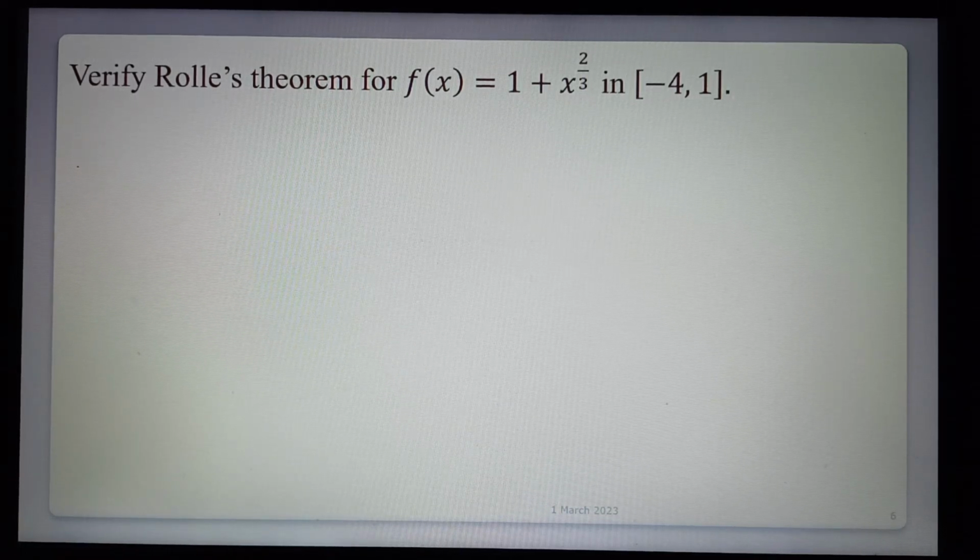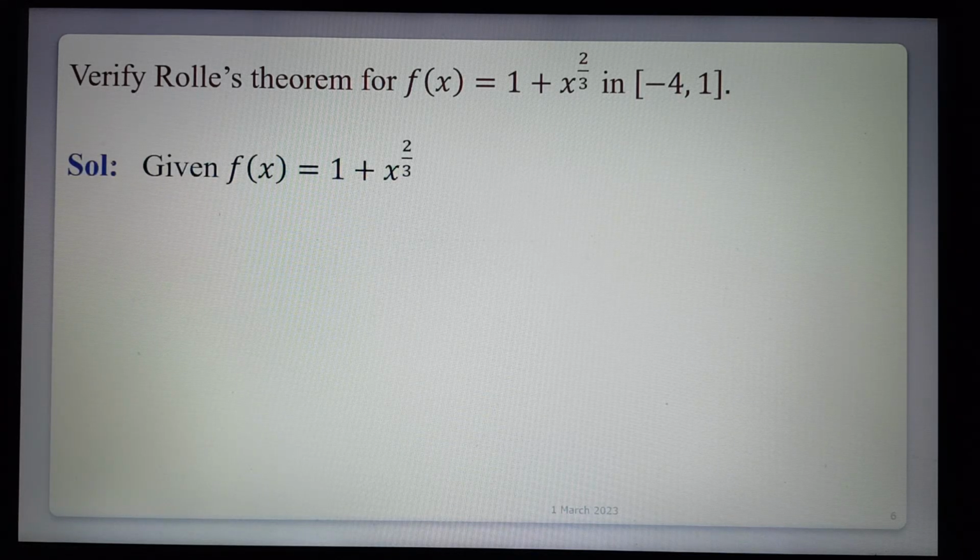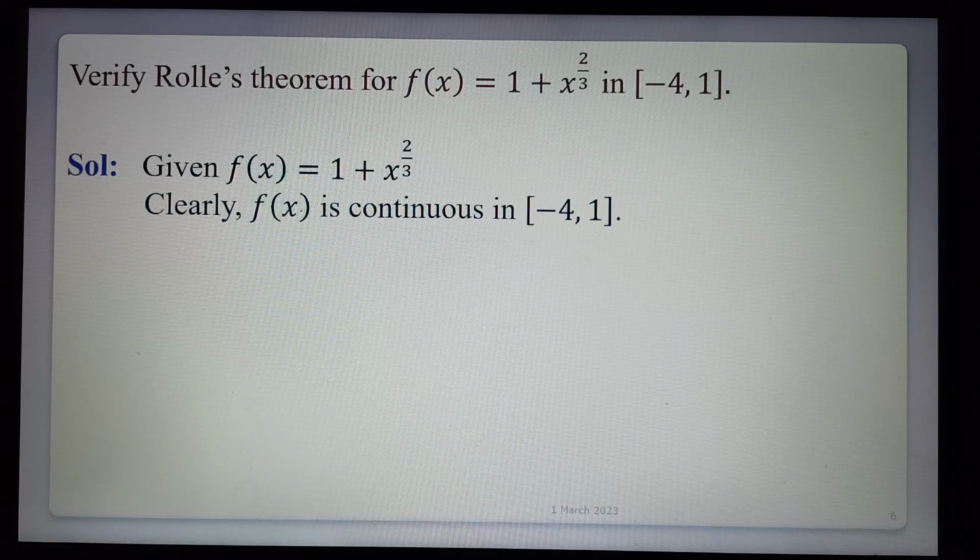See the next example. Verify Rolle's theorem for f of x equal to 1 plus x power 2 by 3 in the closed interval minus 4, 1. So the given function is 1 plus x power 2 by 3. Clearly it is continuous, because there is no breaking point between minus 4 and 1; it is a continuous curve. So next, finding the differentiation.